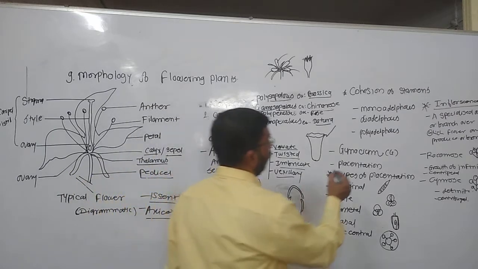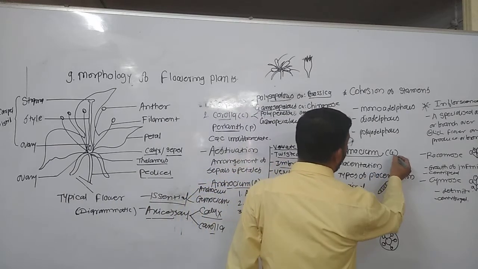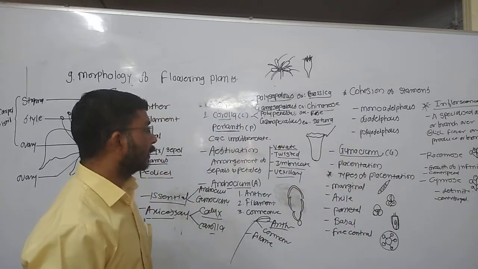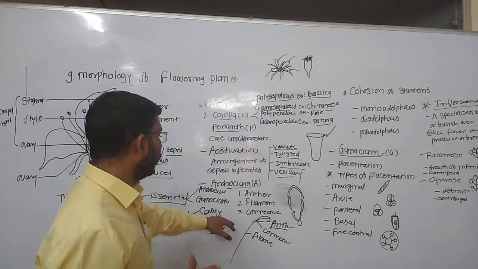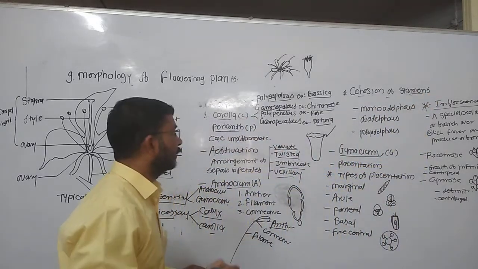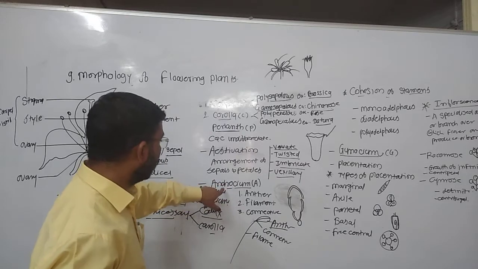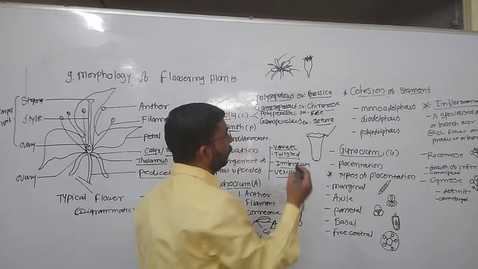Then next is the gynoecium. Gynoecium is represented by G. In the gynoecium we find stigma, style and ovary, commonly called carpel or pistil. One thing is remaining here, that is cohesion of stamens, which comes under the androecium. Cohesion is the attachment of stamens with each other.